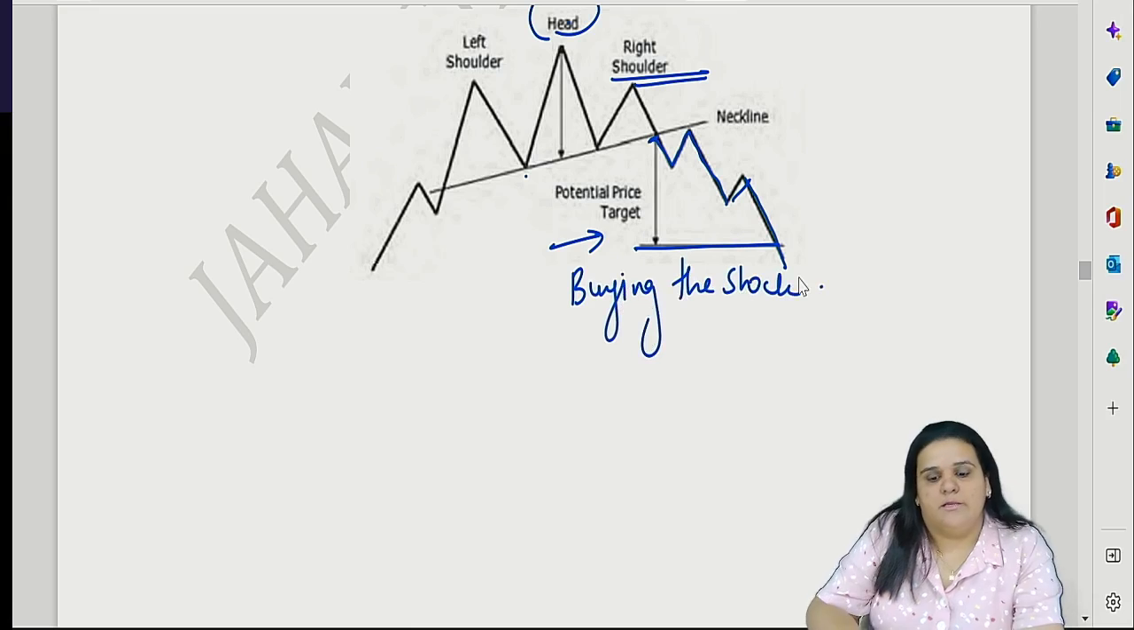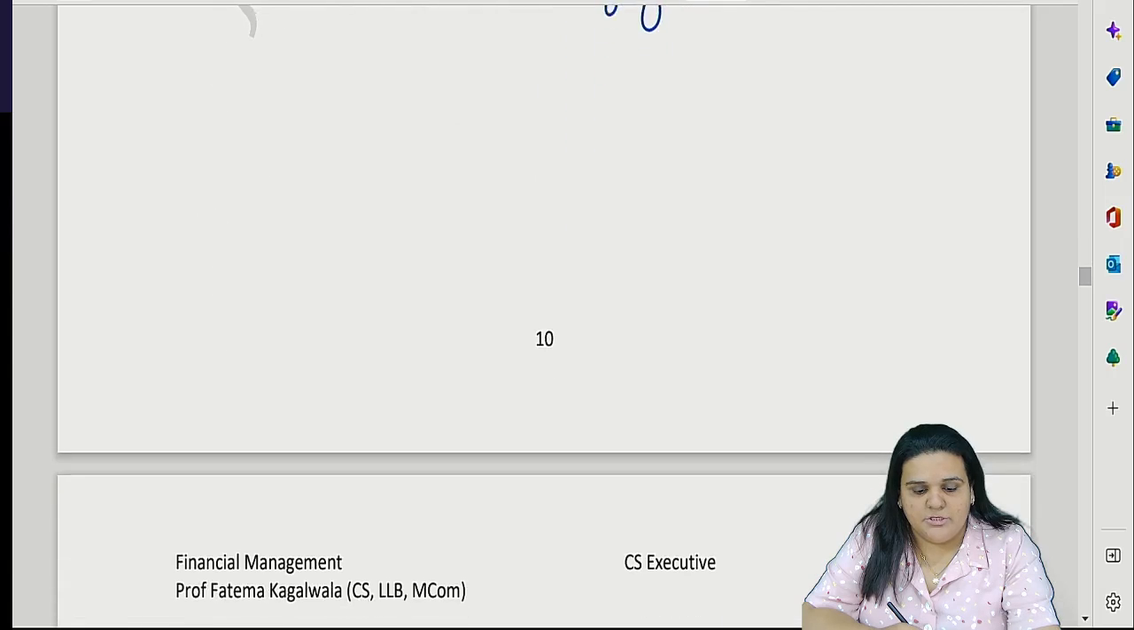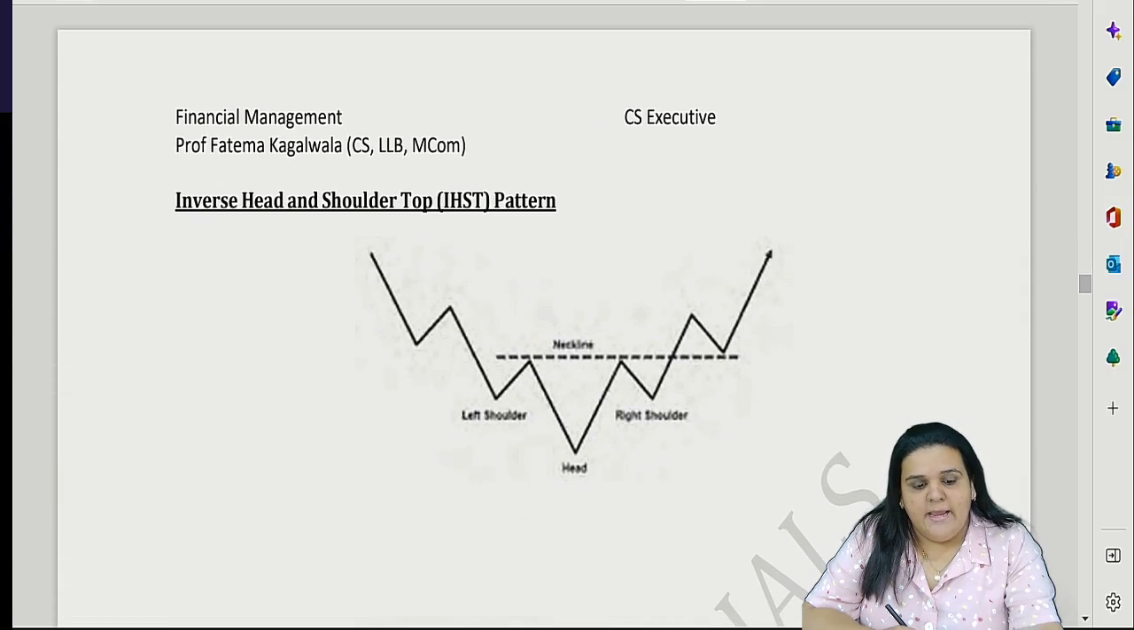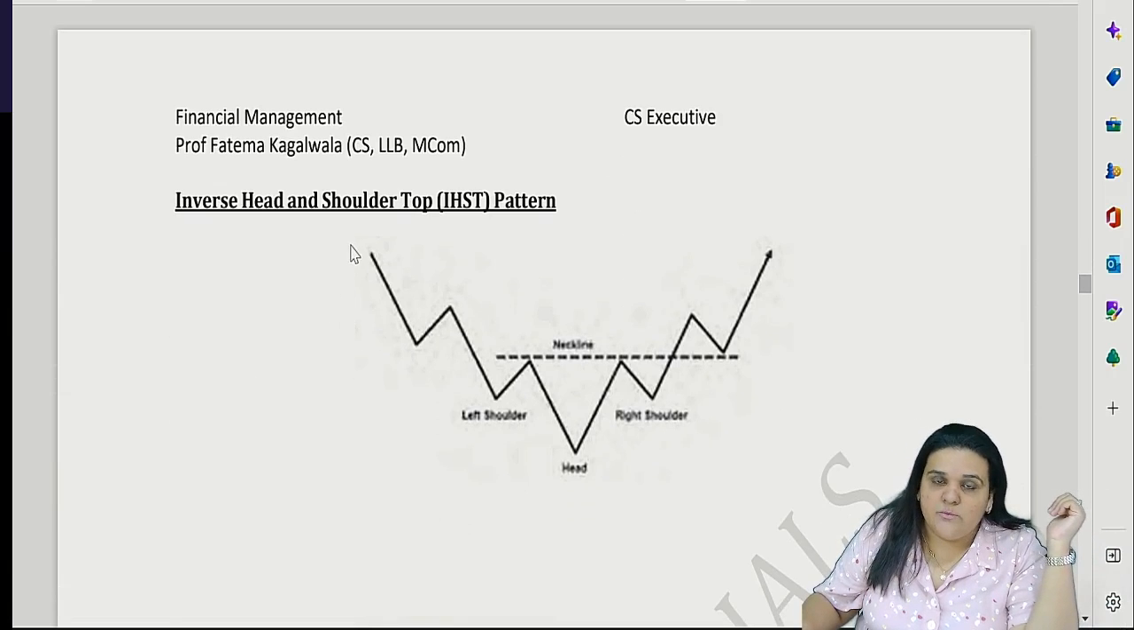Obviously, you will buy a stock in the market when the prices are low. So this is a potential buying price. An inverse head and shoulder stock pattern will be what? When the price was high, and it started falling.